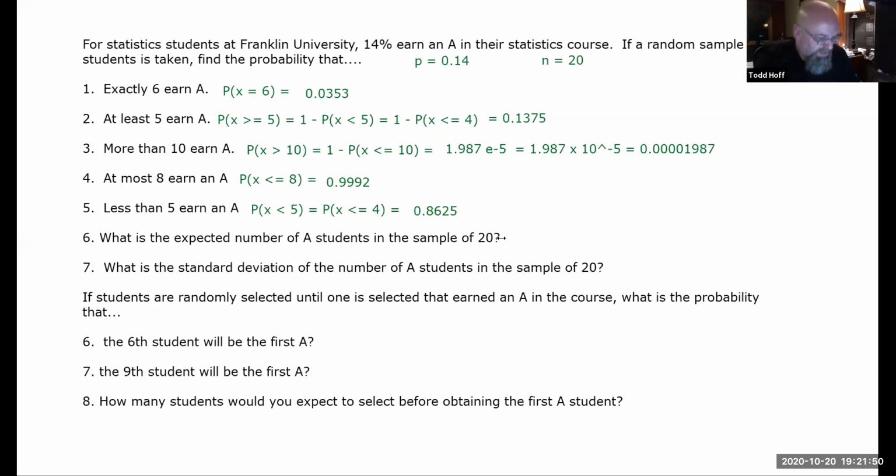What is the expected number out of the 20? That's n times p, which will be 20 times 0.14, which is 2.8. So we'd expect on average out of 20 students, about 2.8 will get an A. Standard deviation will be the square root of 20 times 0.14 times 1 minus 0.14. I'm just going to do this one off screen quick. So square root of 20 times 0.14 times 1 minus 0.14. We get 1.552 about.